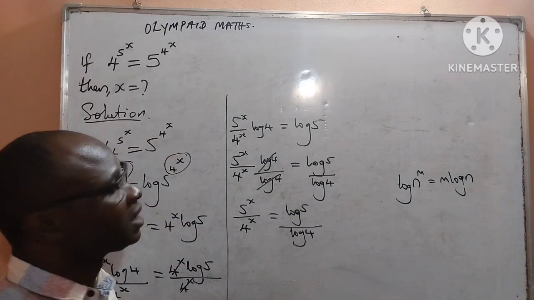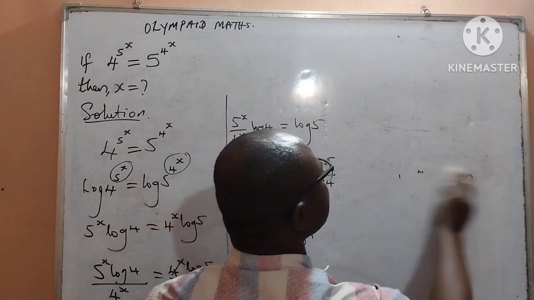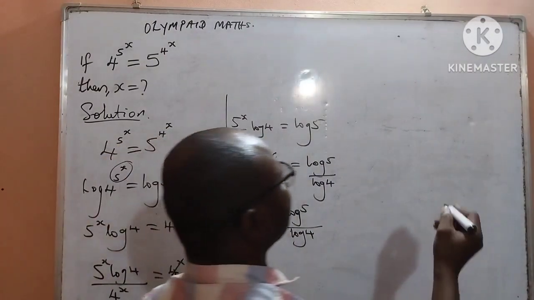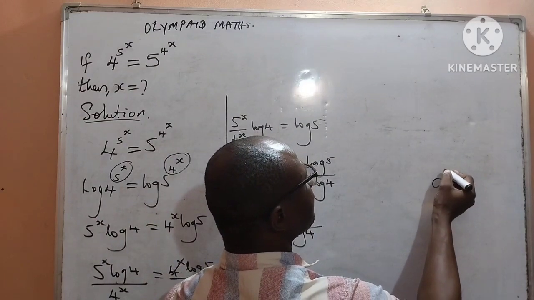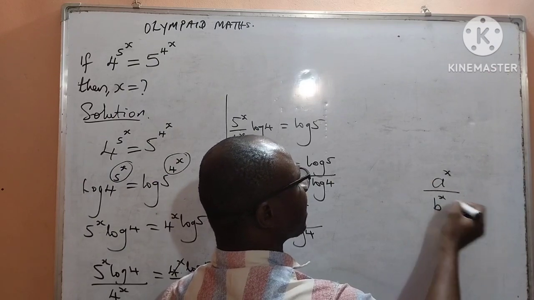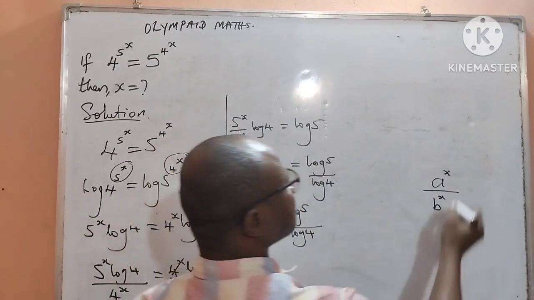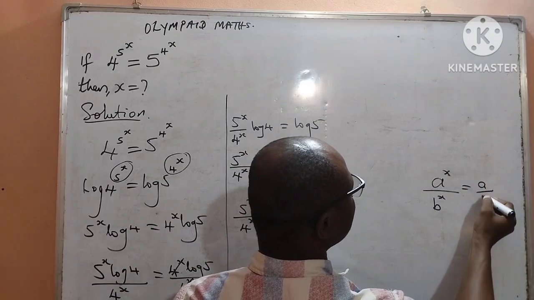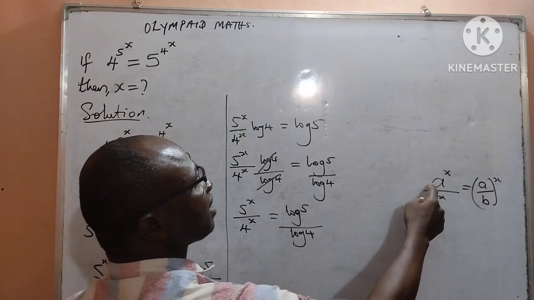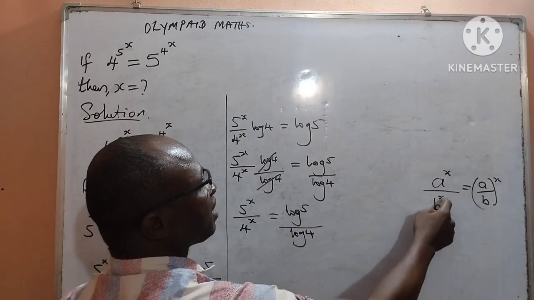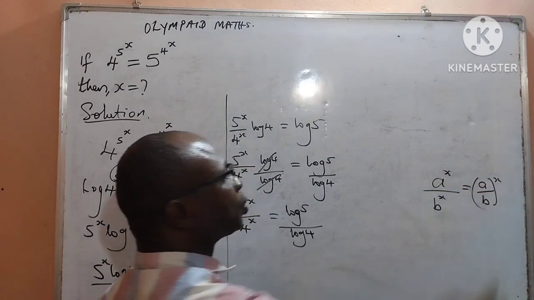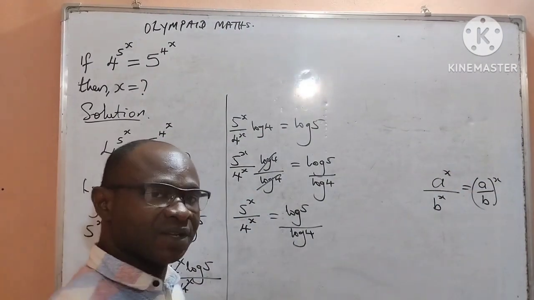Okay, now I can apply here by the left hand side. If I have a raised to power x divided by b raised to power x, this can be written as a all over b, all to the power of x. Since the numerator has power x and the denominator has power x, then I can just use one power x to hold the two numbers while they divide.